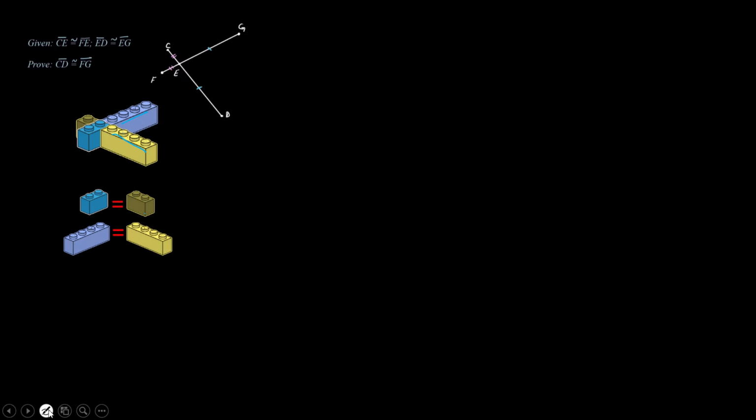So we are told that the two small pieces are congruent, and then the two medium pieces are congruent. And from there, we are asked to derive the following conclusion. Now, from this, we are asked to derive the following thing.